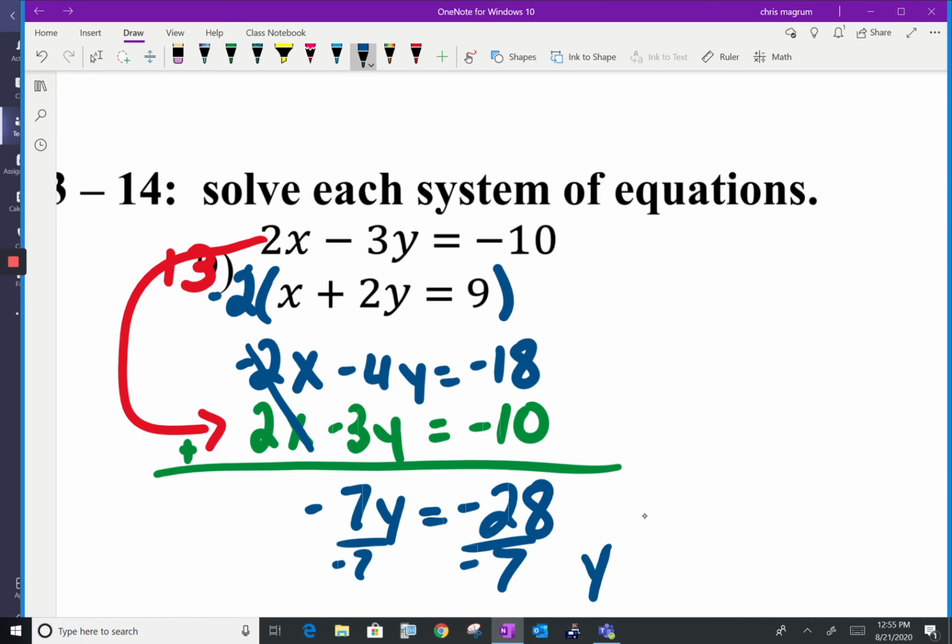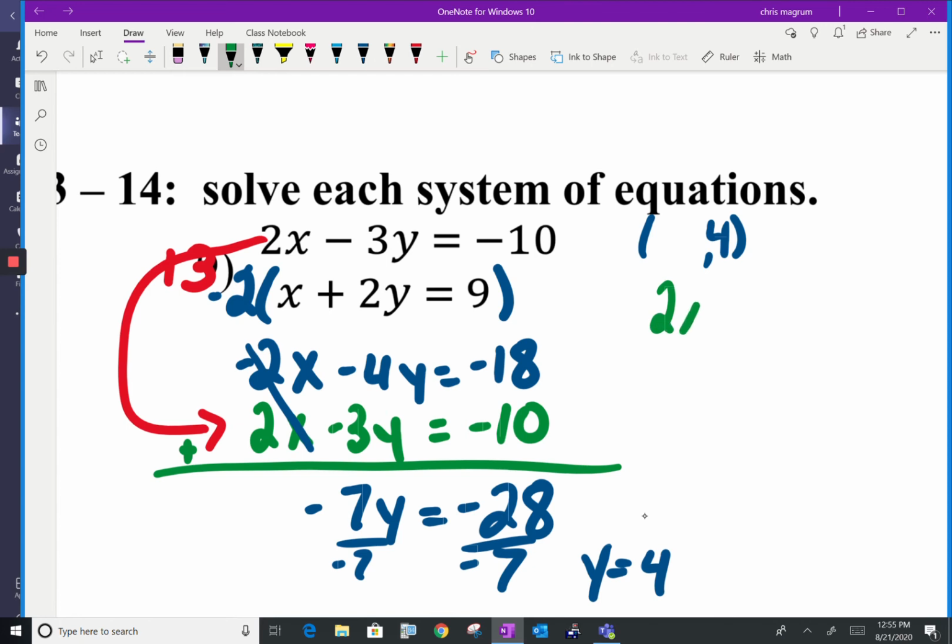And we end up with y equals 4. So as I did up above, I like to go ahead and show the ordered pair as I know things. I know the y value is 4. I need to find the x. And again, at this point, it doesn't matter which equation you pick. I again like to use the first one.